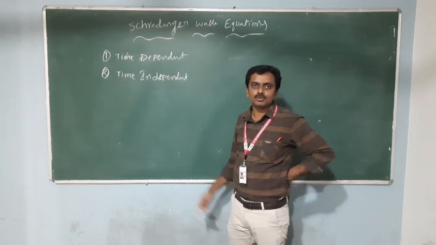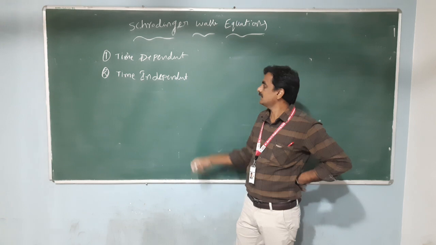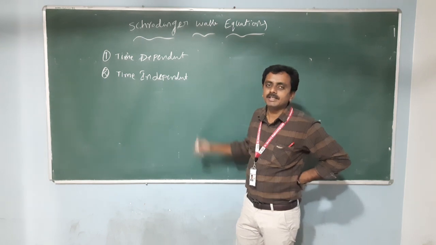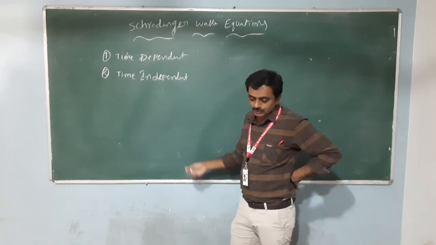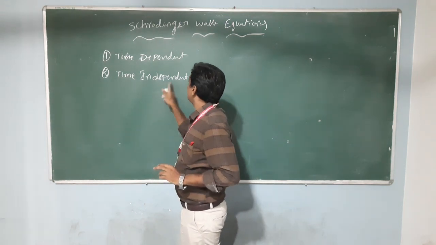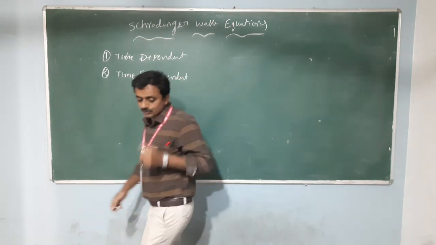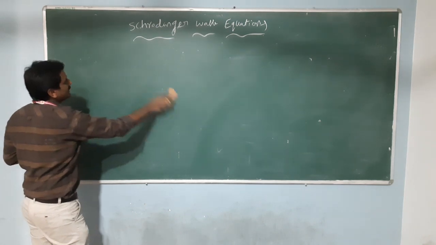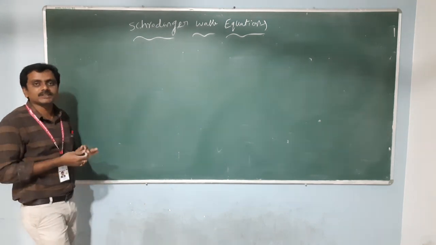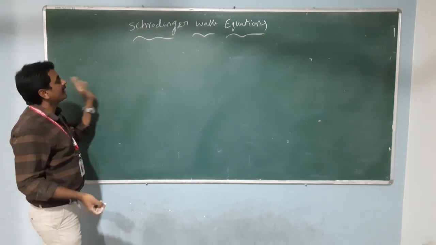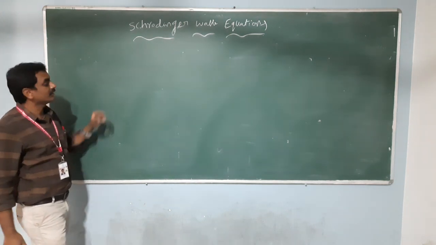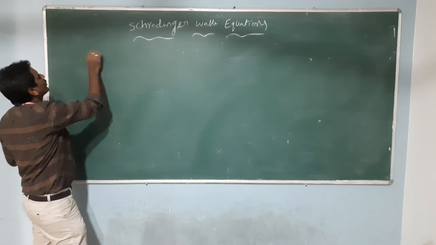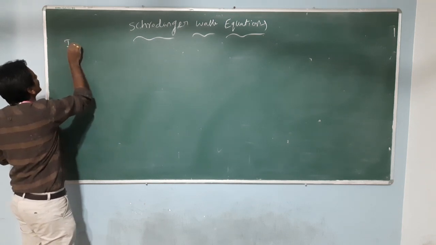These are not two separate equations. The time independent equation is derived from the time dependent equation only. Today we will discuss the time independent equation. We can solve it in two ways. One is by using the time dependent equation. Another way is to directly solve the time independent equation. So we are solving the Schrodinger time independent equation.